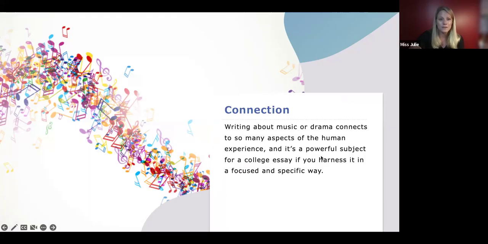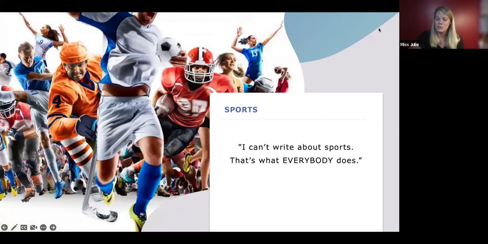And it's a powerful subject for a college essay if you harness and focus it in the correct way, right? So again, that unique lens. You are the focus, not the music or drama. And you can incorporate music or drama into your essay if it is a unique way of doing it, a unique story. Next, we'll talk about sports.